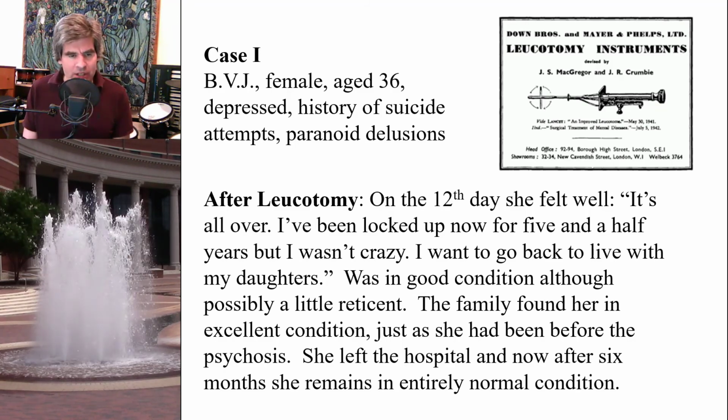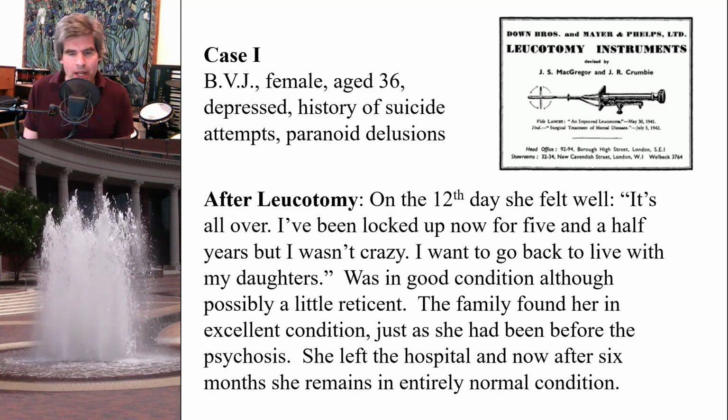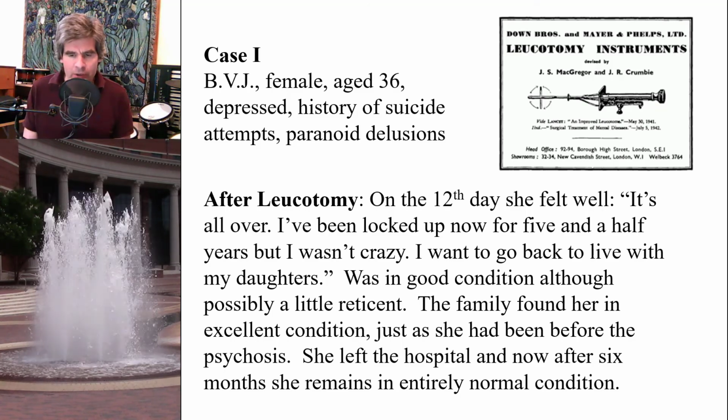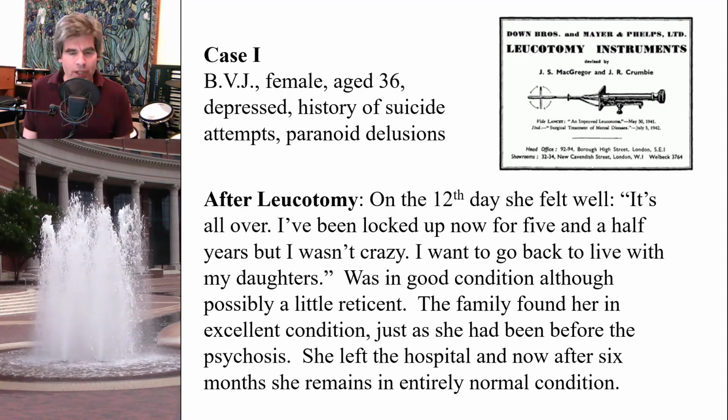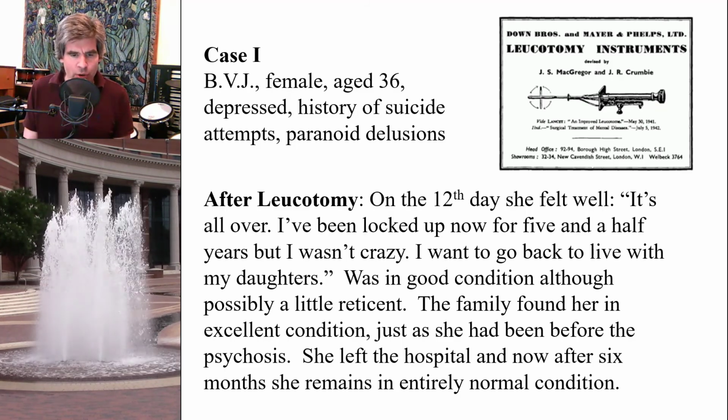The article essentially provides a narrative account of 3 patients who were given leucotomies. It describes their symptoms before the procedure and describes what they were like afterwards. So the excerpt on the screen is from the description of the first of these 3 cases, from case 1. So as you can see, it says BVJ is a female. She's 36 years old, she was depressed, she had a history of suicide attempts, and she was suffering from paranoid delusions.